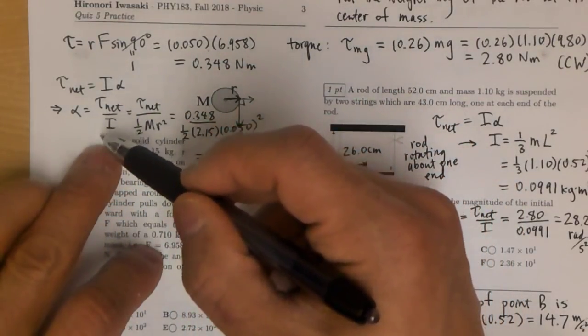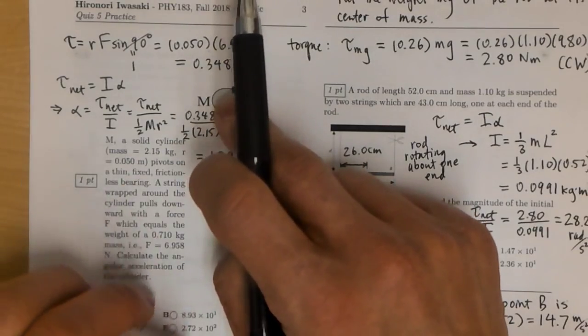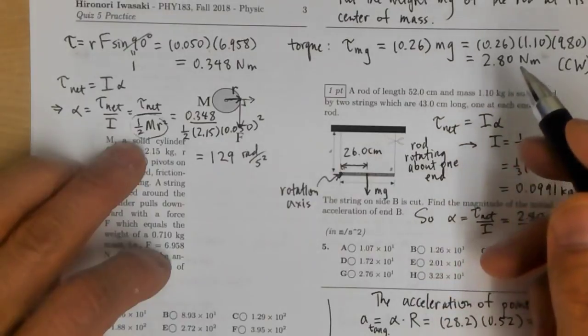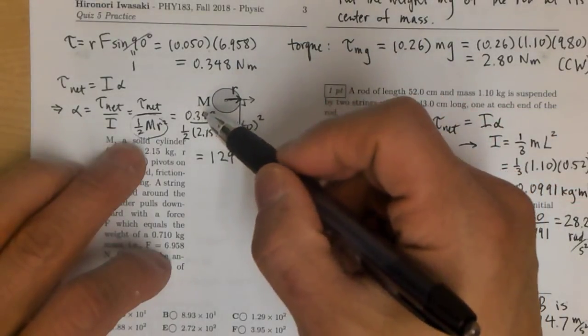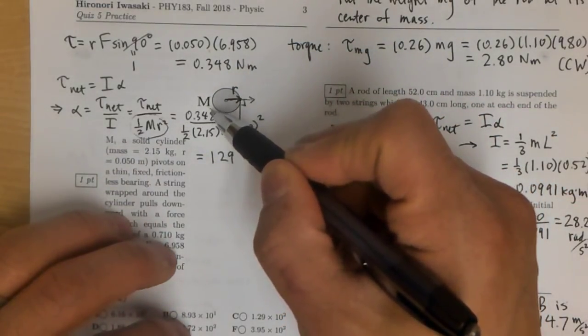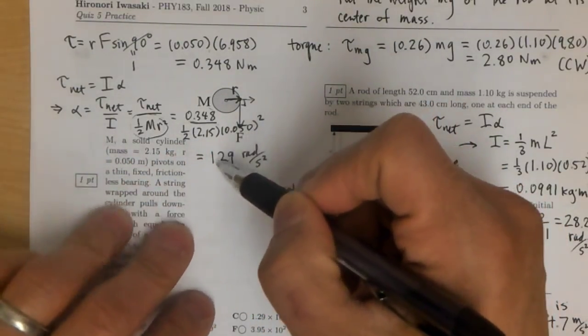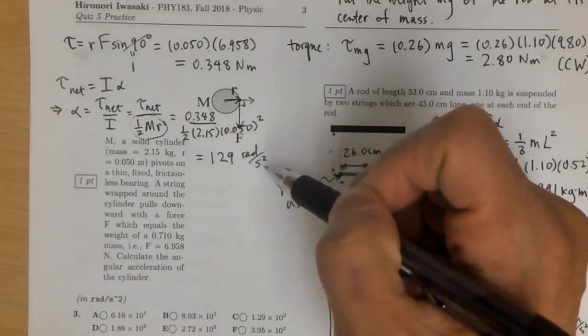So now the moment of inertia for a solid cylinder is the same as the disk, but it's 1/2 mr squared. Okay. So now we have the net torque is 0.348 divided by 1/2 mr squared. You get 129 radians per second squared.